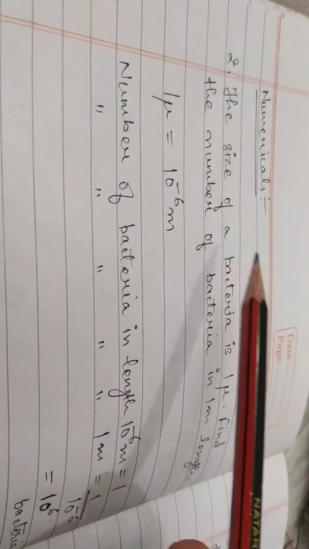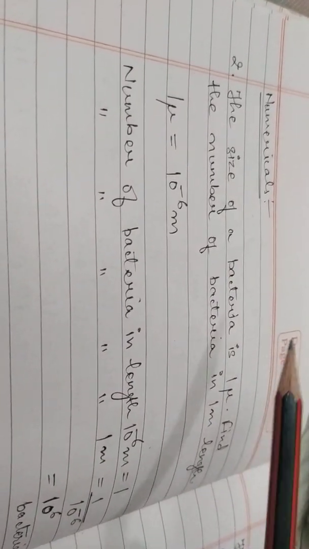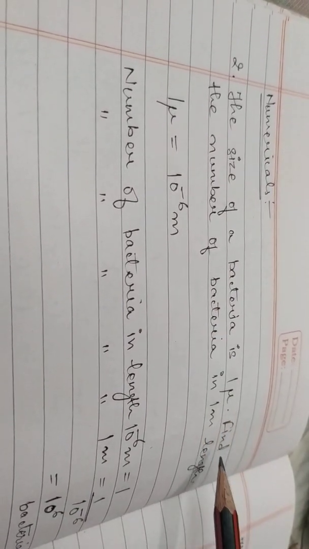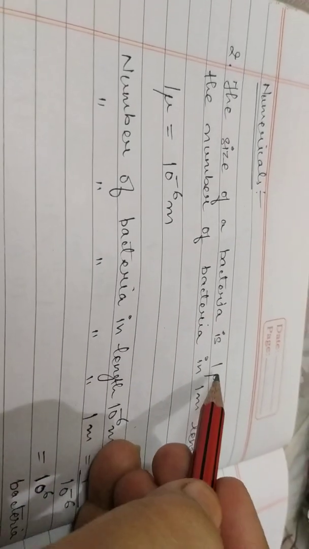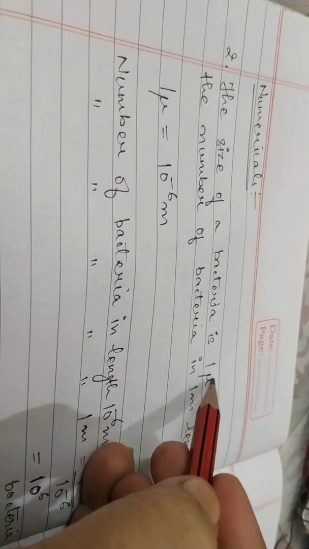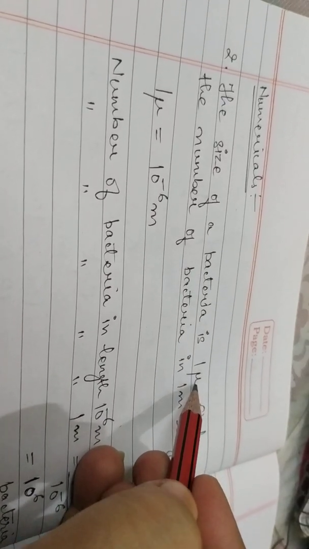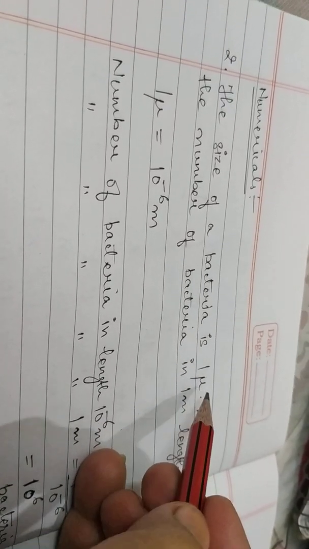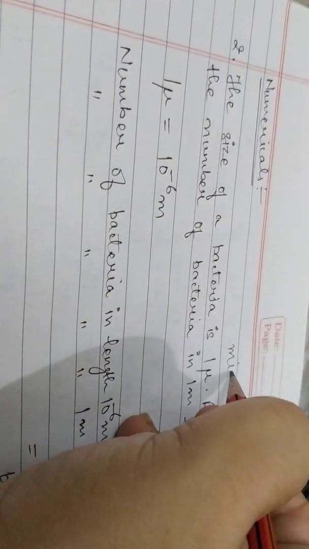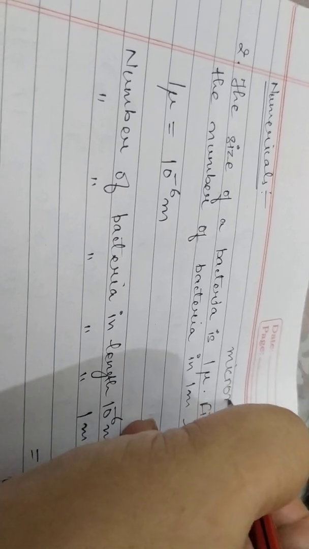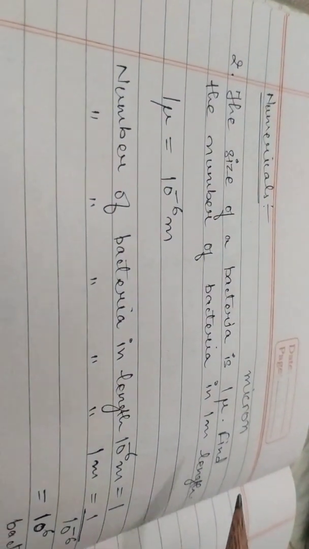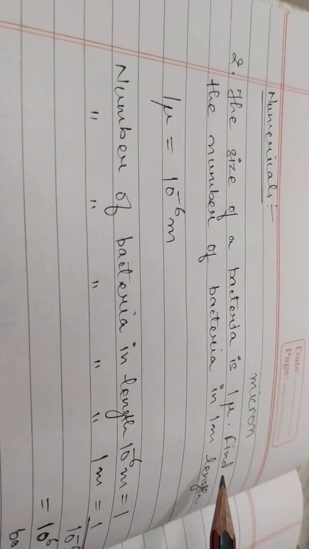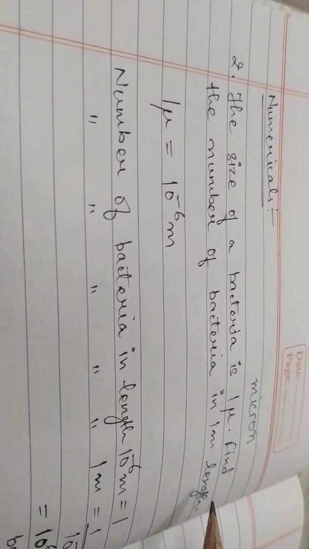So this is the second numerical in your book which I have taken. The size of a bacteria is 1 micron. This is the symbol of micron. It is called micron, or micrometer. So the size of a bacteria is 1 micron. Find the number of bacteria in 1 meter length.